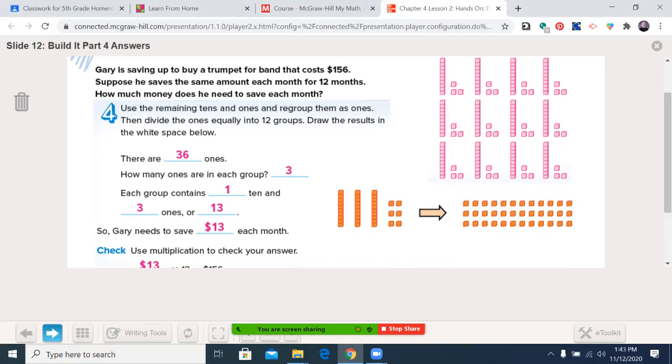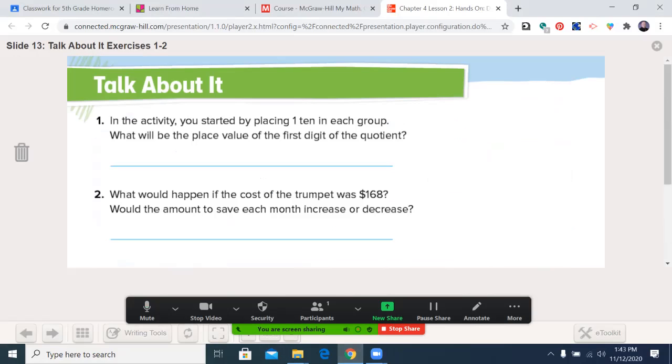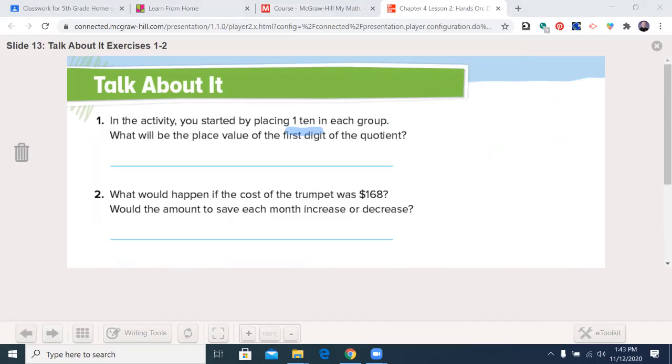You see the answer key there. So let's talk about one here. In the activity, you started by placing 1 10 in each group. What will be the place value of the first digit of the quotient? Did you see a key word here? $1.10. That will give you the answer that the first place value will be 10.